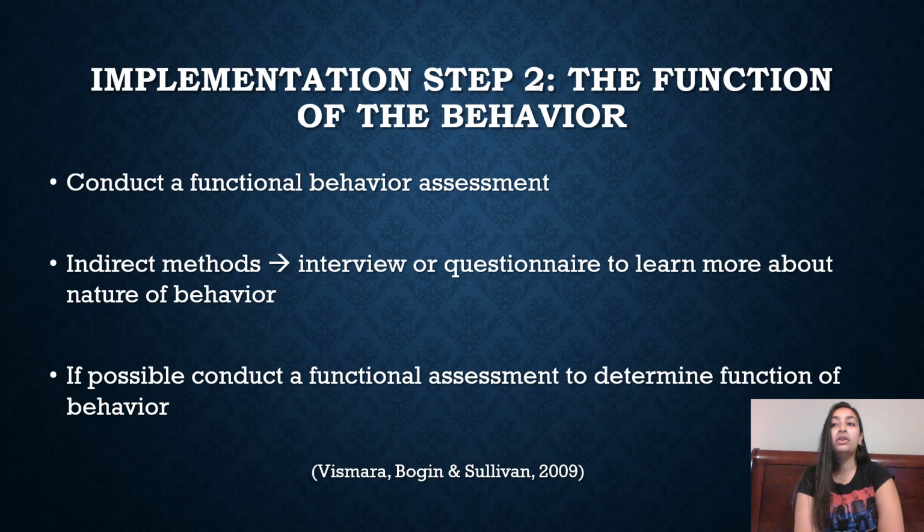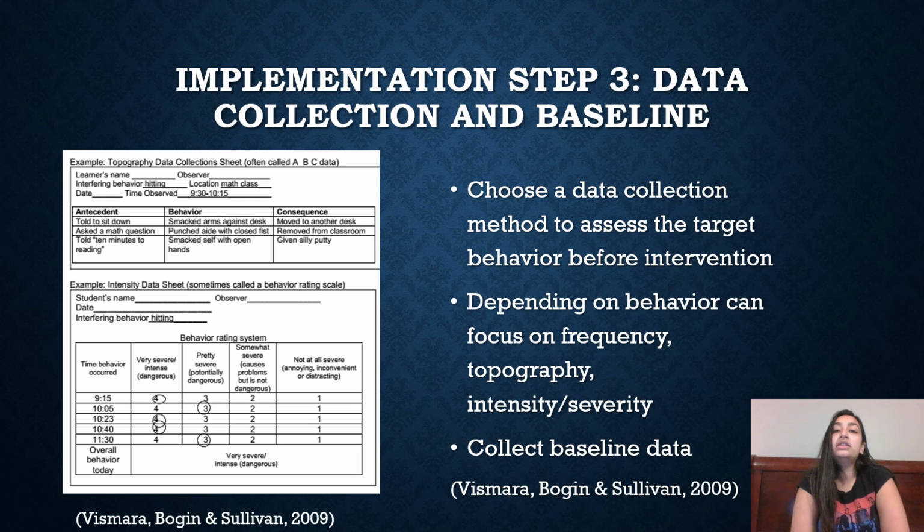You can start with indirect methods like questionnaires or interviews, and then if possible, conduct a functional assessment to clearly identify the function. Step 3 is to choose a data collection method to assess the target behavior. Depending on the behavior, data can be collected using frequency, topography, intensity, severity, and so forth. Use the selected method to collect baseline data.